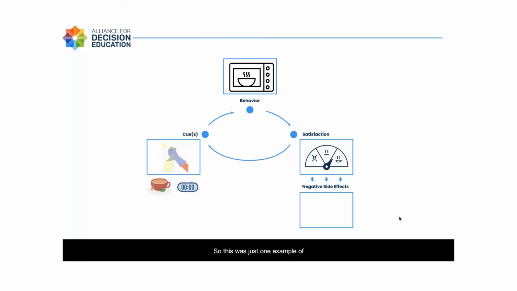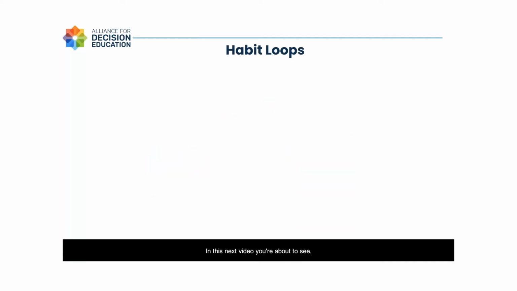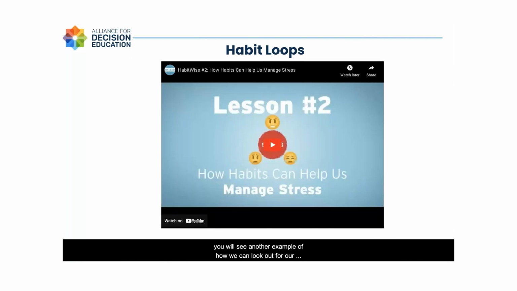So this was just one example of identifying a habit loop and looking for ways to interrupt it. In this next video you're about to see, you will see another example of how we can look out for our future selves by identifying and updating the habit loops that impact our day-to-day lives.